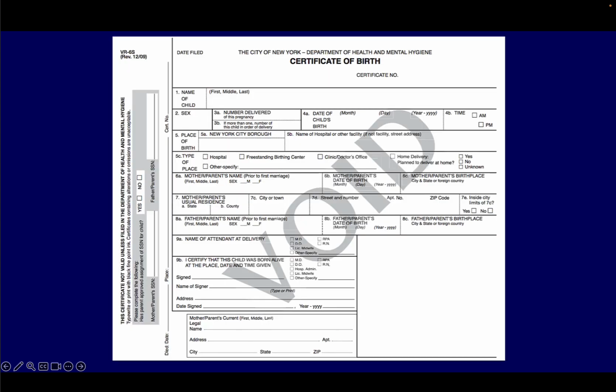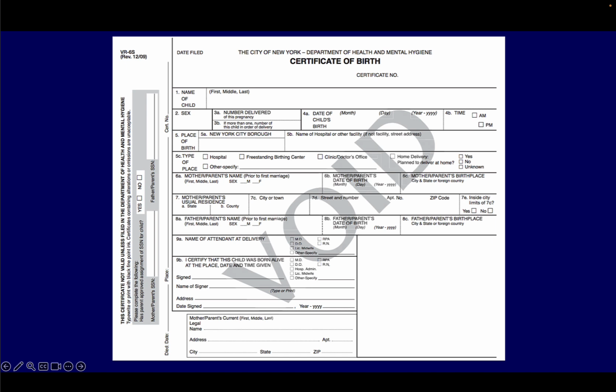On this slide and the next one, you'll see what a birth certificate looks like in New York City, which can give you a sense of the kinds of information that's captured. This is the first page of a certificate of birth, and you can see it captures information for a single child. Of course, there can be multiple children per birth, and this means that there would be one birth certificate for each child.